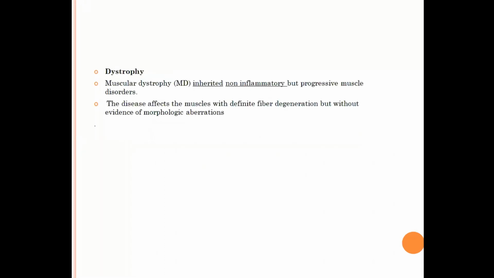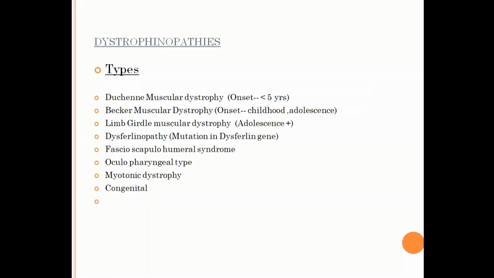People ask what is the difference between myopathy and dystrophy. Myopathy is a disease of the muscle. Dystrophy is a genetically inherited disease of the muscle. So use the word dystrophy when it is genetically inherited. So it is an inherited, non-inflammatory, progressive muscle disease. Symptoms are the same: difficulty to get up from chair and floor and all that.